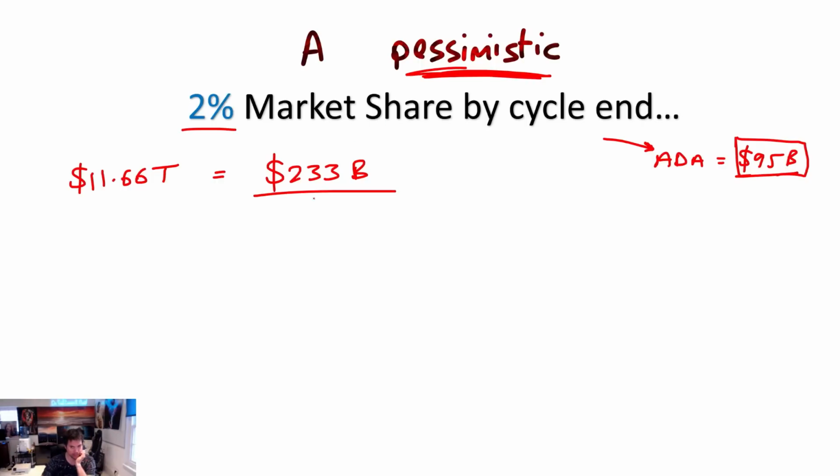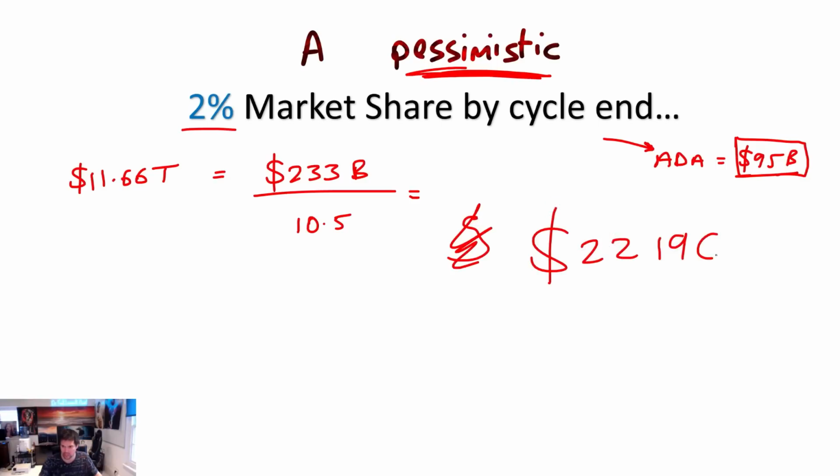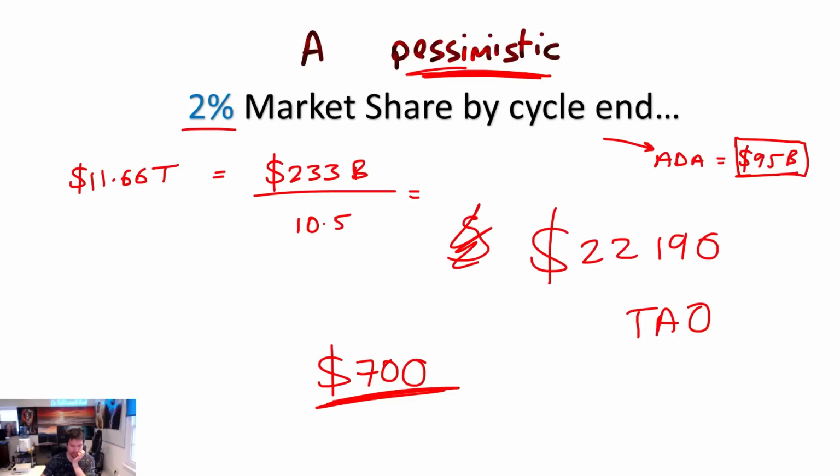Well, the circulating supply by then will be 10.5 million TAO in circulation, and that gives us, if I can just get my calculator up, divide that by 10.5 million. That gives us, oh dear Lord, $22,190 per TAO. Right now, as I'm sharing this with you, we're at $700 per TAO. I've been all in basically with TAO. I was a bit late to the party, but I got in at $169, so $170, and I'm still riding high.